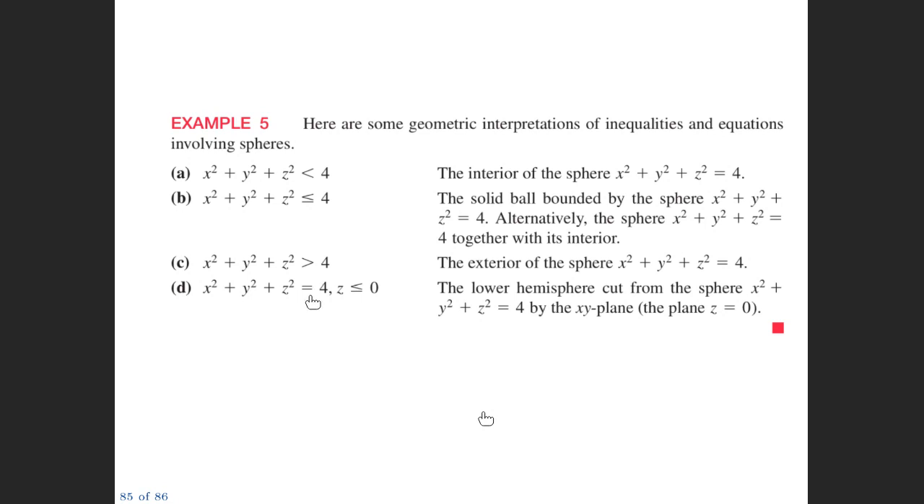If I said equal to 4, that's a sphere, but with the extra condition that z is negative, that's just the bottom half of the sphere, the lower hemisphere.